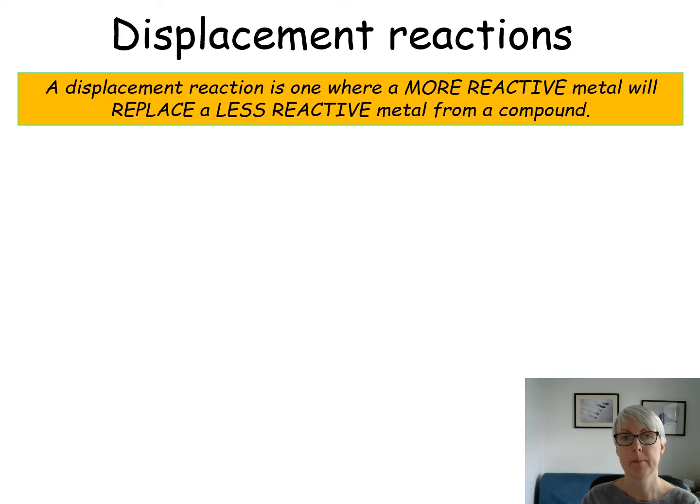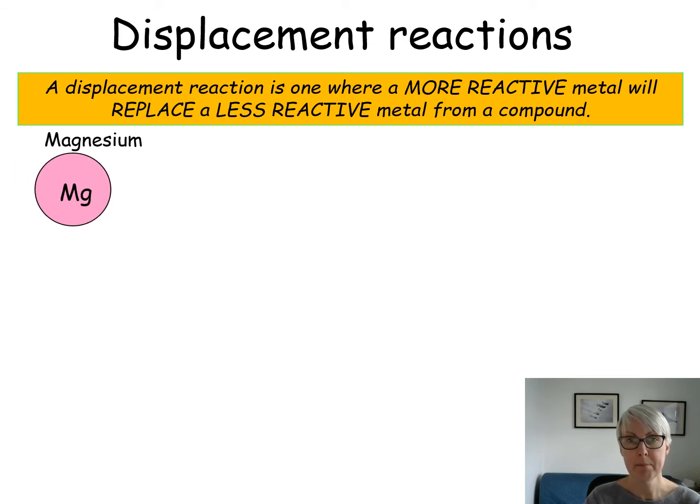Okay, so we're going to talk a little bit about what a displacement reaction actually is. A displacement reaction is one where a more reactive metal will replace a less reactive metal from a compound. Don't worry about writing this down just at the moment. I've got another slide in a minute with a pencil which will show you when to write things down, so just stay watching at the moment.